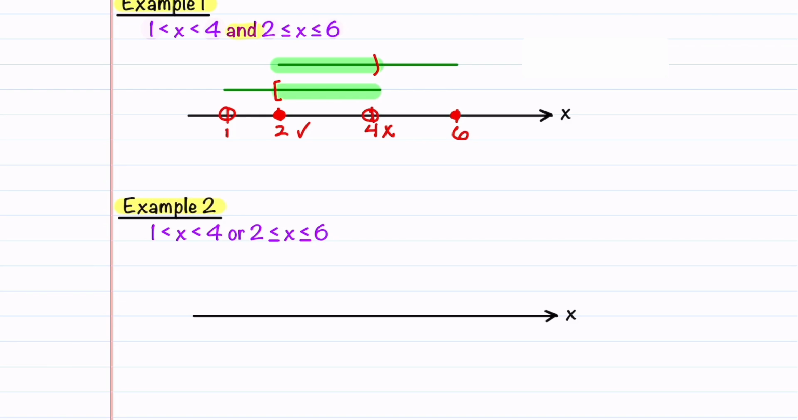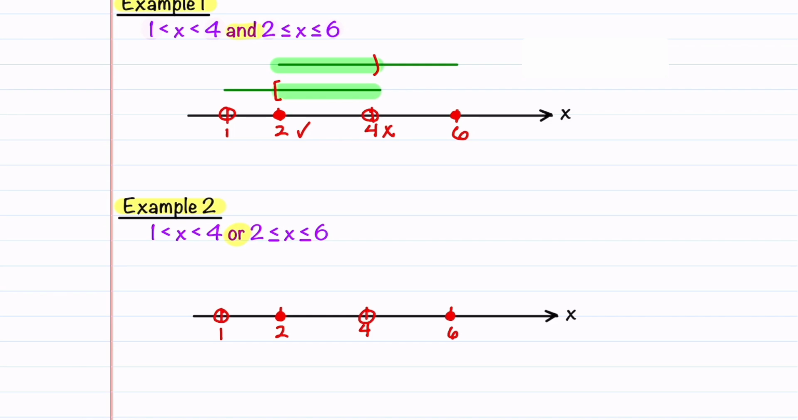Let's now do our second example. It's very similar to our first example, except now we have an or between the 2 inequalities instead of an and. We'll begin by writing our numbers and their corresponding circles on our number line, starting with the smallest number, which is 1. Just like above, we have a 1, we have a 2, we have a 4, and we have a 6. 1 is not included, 2 is included, 4 is not included, and 6 is included.